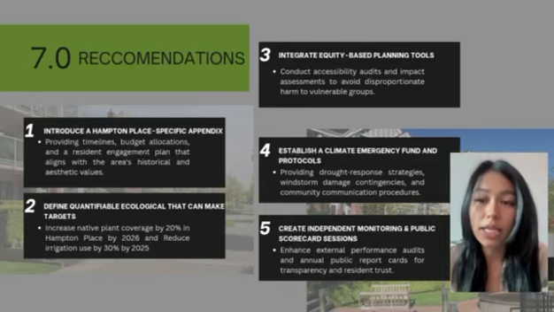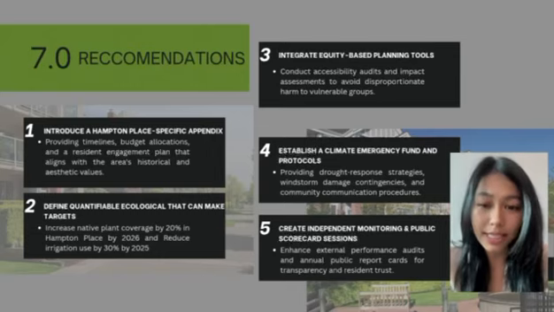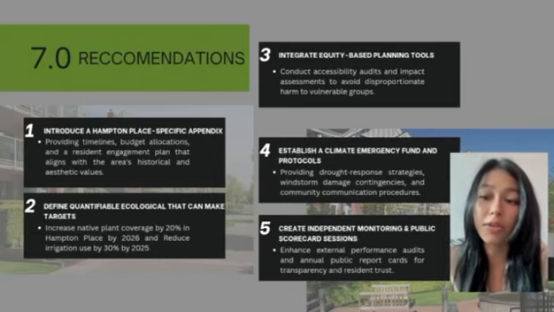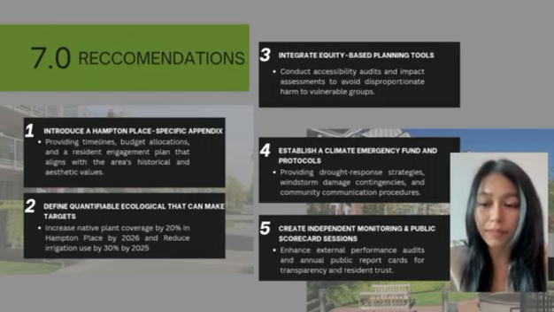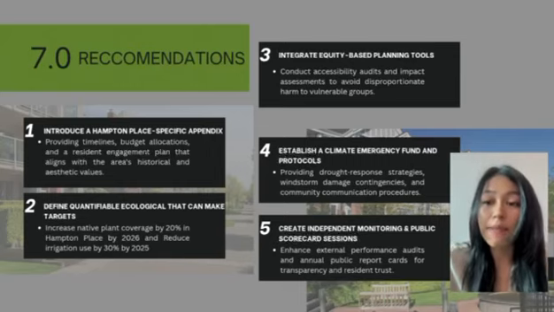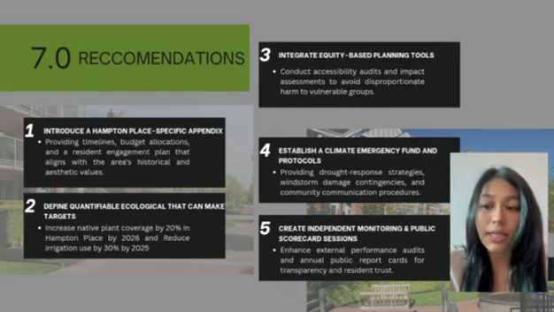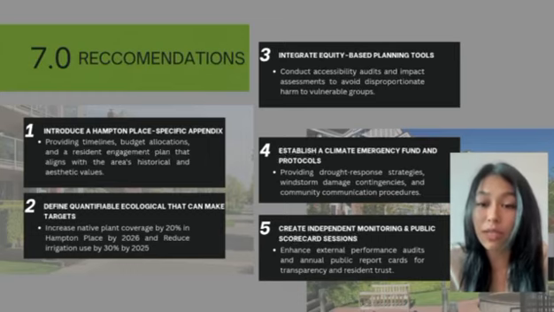Okay, to address these critiques directly, we propose 5 strategic recommendations to improve the plan's long-term viability. First, we recommend introducing a Hampton Place specific appendix. This will provide explicit timelines, dedicated budget allocation, and a localized resident engagement plan that respects the neighborhood's historical and aesthetic value. Second, the UNA must define quantifiable ecological targets. Specifically, we recommend setting a target to increase native plant coverage by 20% in Hampton Place by 2026 and reducing irrigation water use by 30% by 2025.